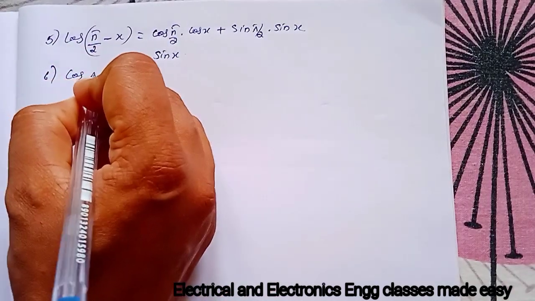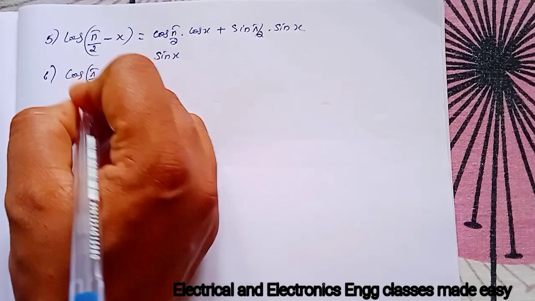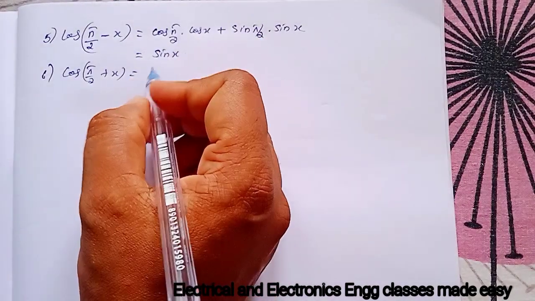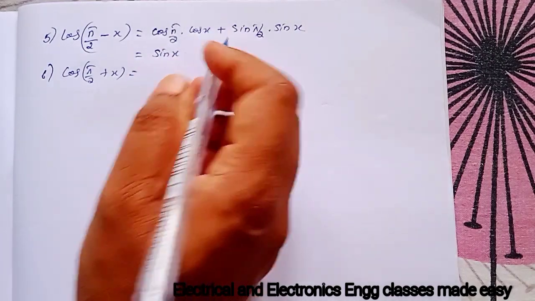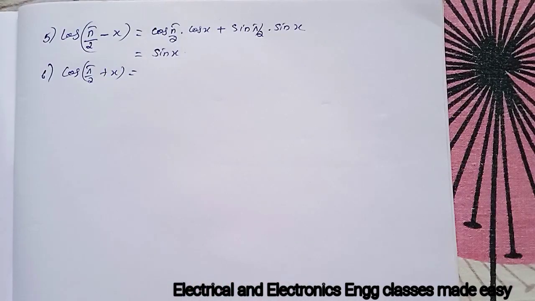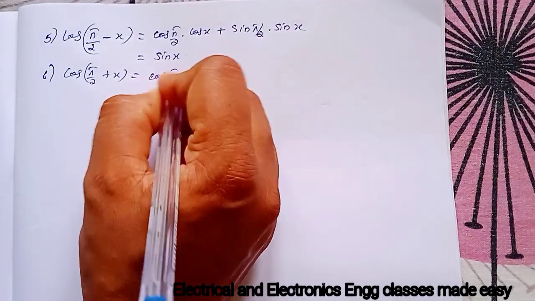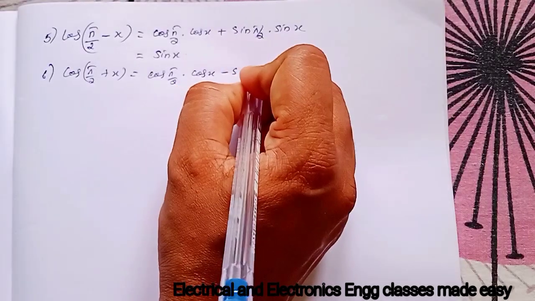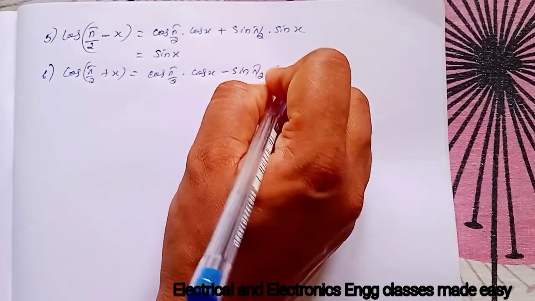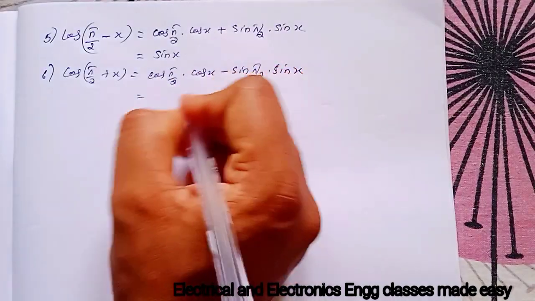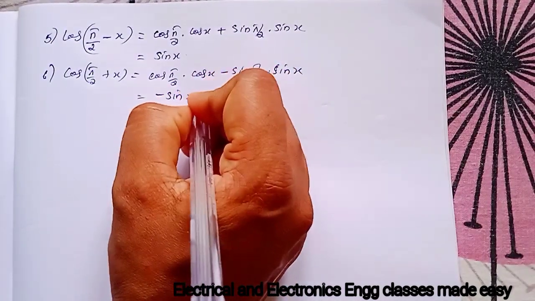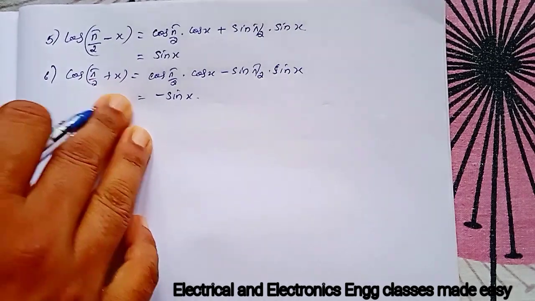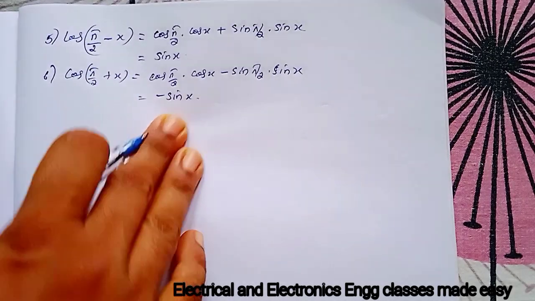Similarly, cos pi by 2 plus x is equal to cos pi by 2 into cos x minus sin pi by 2 into sin x. So here we get a minus sin x. So cos pi by 2 plus x is equal to minus sin x.